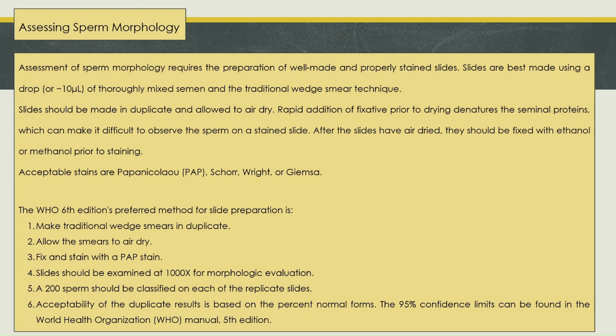4. Slides should be examined at 1000x for morphologic evaluation. 5. 200 sperm should be classified on each of the replicate slides. 6. Acceptability of the duplicate results is based on the percent normal forms. The 95% confidence limits can be found in the World Health Organization, WHO, Manual, 5th edition.